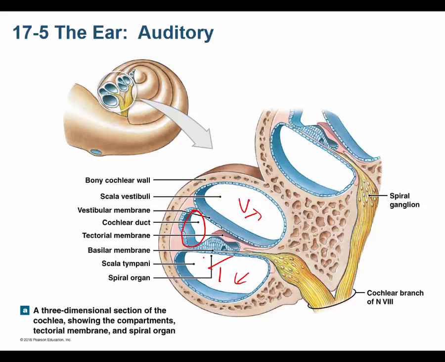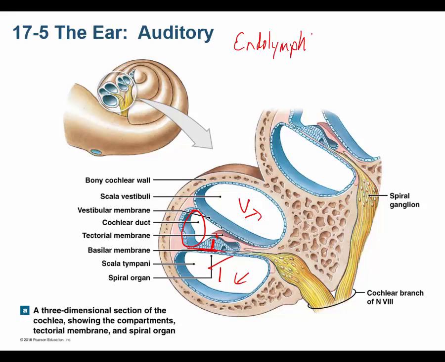Now, some more anatomy that's important. There's a basilar membrane right here, all right? And on this basilar membrane, there are hair cells sitting right here. And these hair cells have hairs sticking off of them. And the hairs stick up into this tectorial membrane. So that's what's going on there. And the hairs are bathed in endolymph. Now, endolymph is funny in one way.